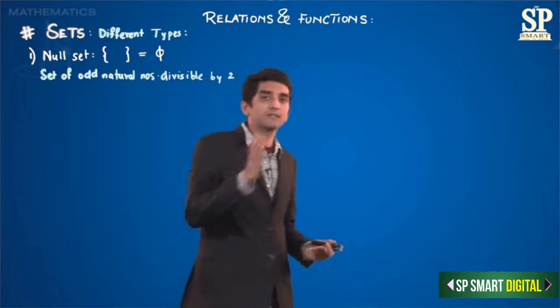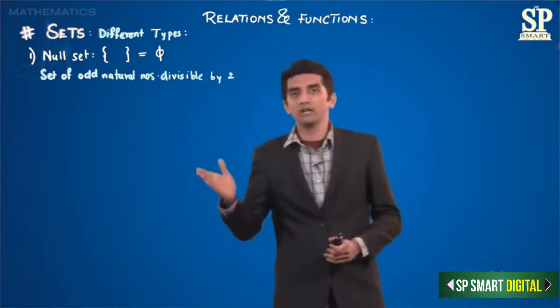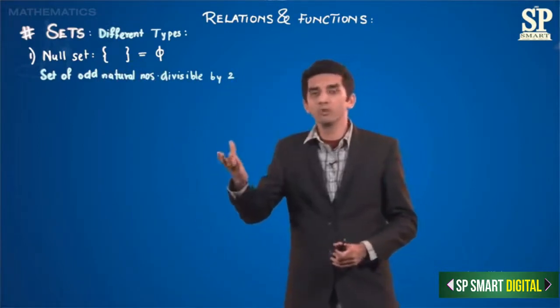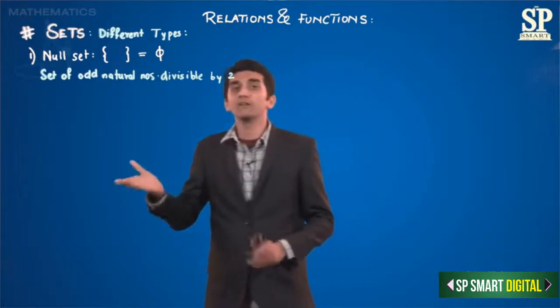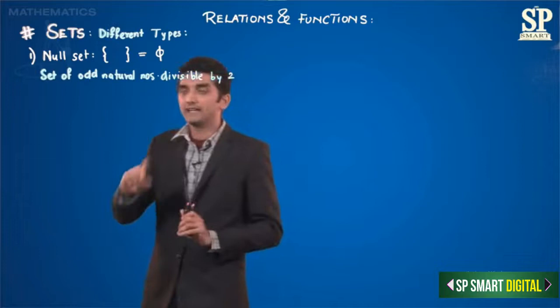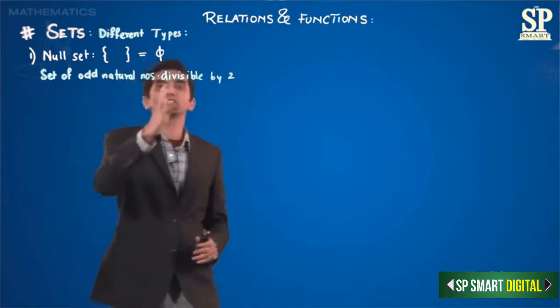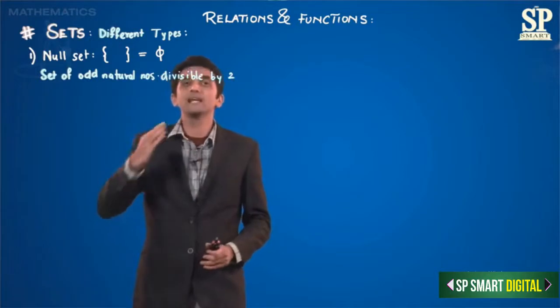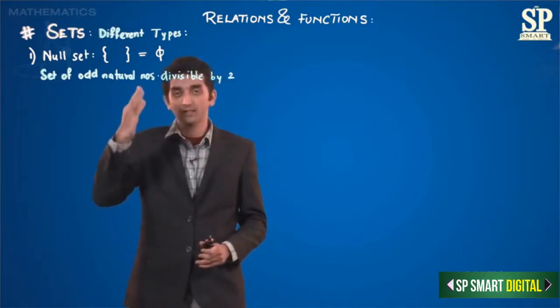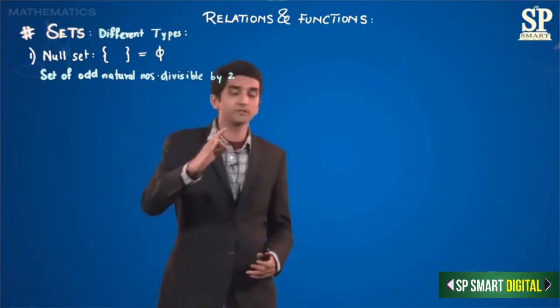An even number is always divisible by 2, and an odd number is always one more than an even number or one less than an even number. So it will always not be divisible by 2, and hence the set of odd natural numbers which are divisible by 2 is a null set, because there won't be any element which is an odd number and at the same time divisible by 2.